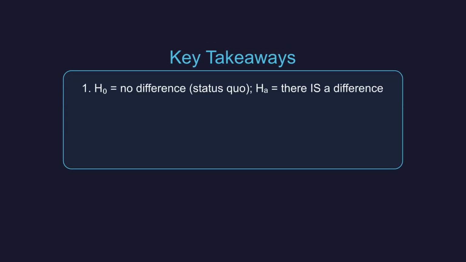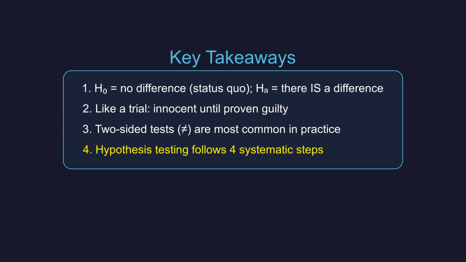Let's recap. The null hypothesis H0 claims no difference, while the alternative H sub A claims there is a difference. Think of it like a courtroom, innocent until proven guilty. Two-sided tests are the most common approach, and hypothesis testing follows a systematic four-step procedure that we'll continue to explore in the next lessons.